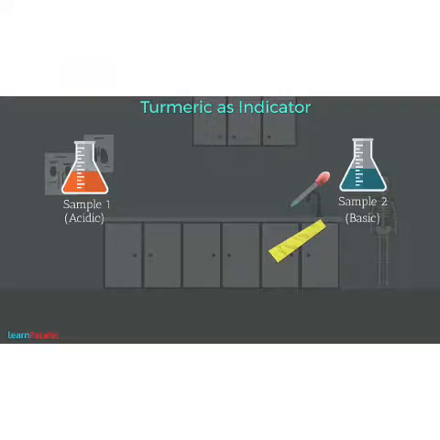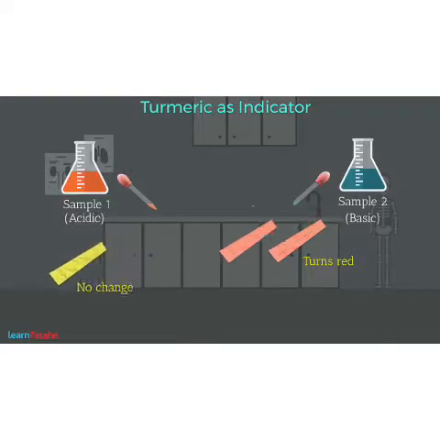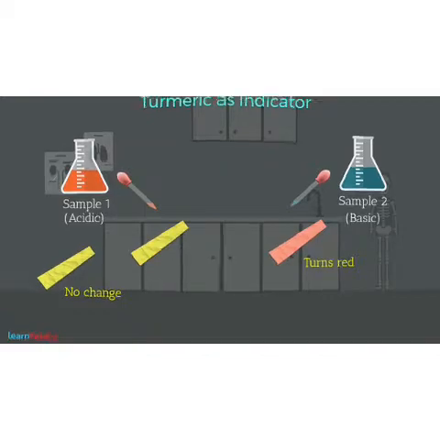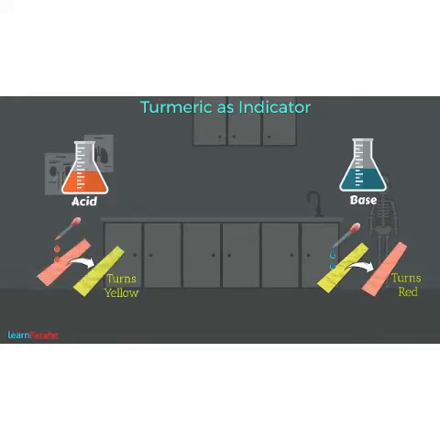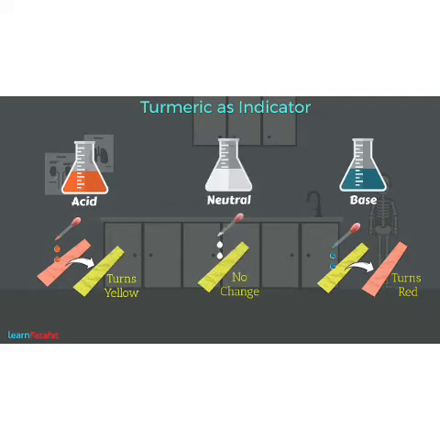Now we will use this to check various things. If I put some drops of sample 2, which is basic, on a turmeric paper, it will turn red. And if I put some drops of an acid, there will be no change. But if I take the red turmeric paper and put some drops of acid, it will turn yellow again. So we need to understand that a base will turn a turmeric paper red, and a red turmeric paper will turn yellow if we add an acid. But if it's a neutral solution, there is no change.